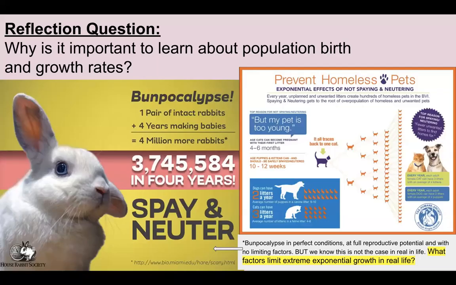And then really quickly, a reflection question for you guys. Why is it important to learn about population birth and growth rates? What might be the impact of that exponential growth?